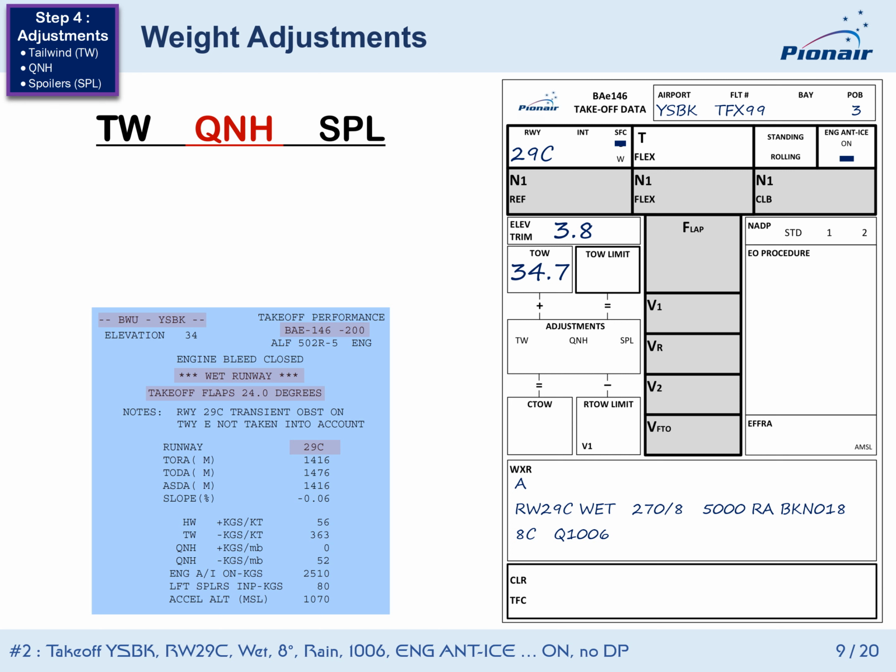Step 4 is calculating the performance adjustments we need to make for any tailwind, low QNH, or dispatch with defective lift spoilers. Don't forget that we never use the engine anti-ice adjustment in the RAC manuals, as these are not valid when considering a flex calculation. Instead, we use the 12-degree method, which we'll get into later.